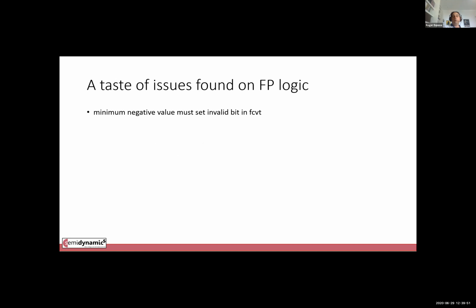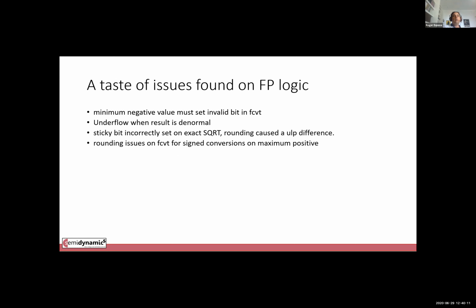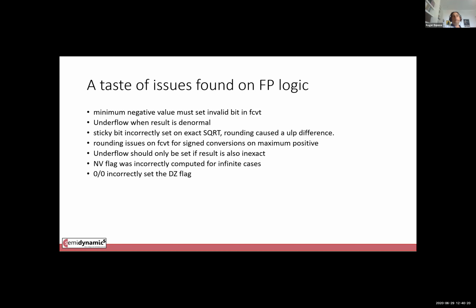But obviously, if you go industrial, you want to have those things fixed, and they mostly involve the floating point control status register not being properly set. On underflow, when the result is denormal, the sticky bit was not set on the exact square root, causing a ULP difference. Again, rounding issues on fconvert for sign conversion. Underflow should only be set if the result is also inexact. NV flag, 0/0 was setting the DZ flag incorrectly. Sticky bits, fconvert.